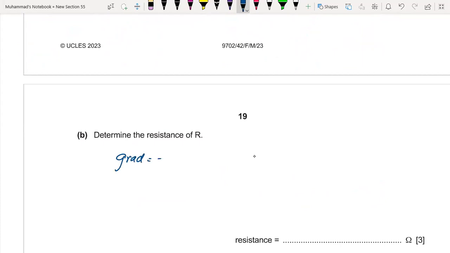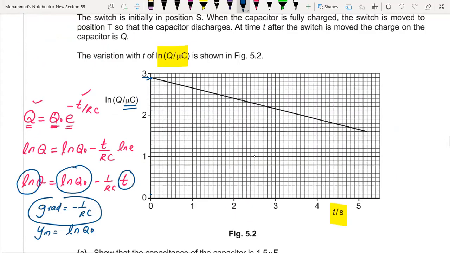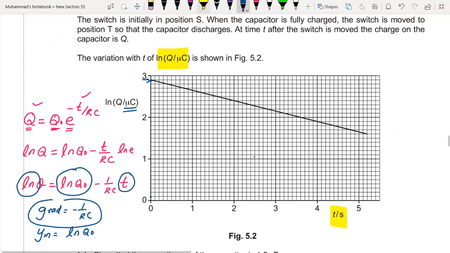Gradient is minus 1 over RC. And you know the capacitance, so you can find the gradient. So resistance can be easily calculated from this relationship. For the gradient, take any 2 points on this graph. You can take this point and any other point which you like. Okay, so let's say we are taking this point. So use these 2 points.